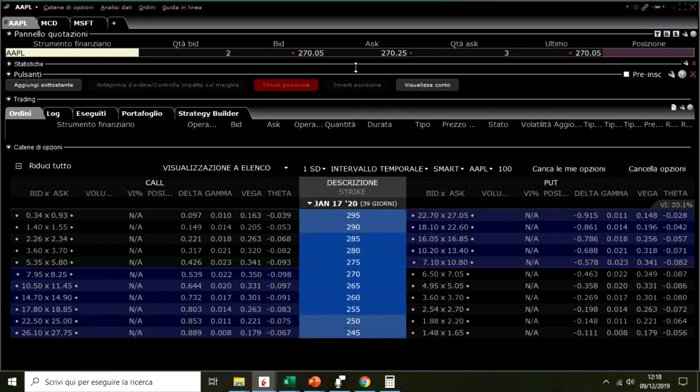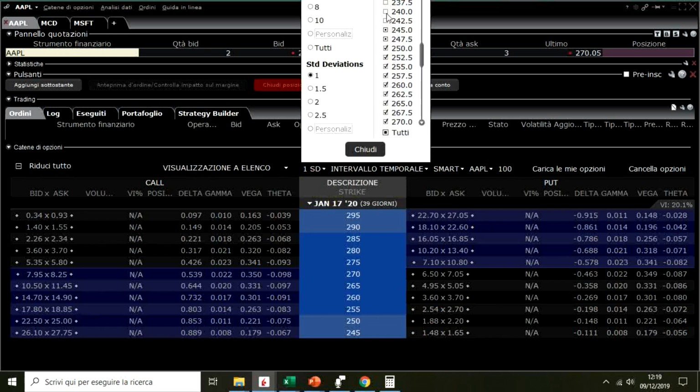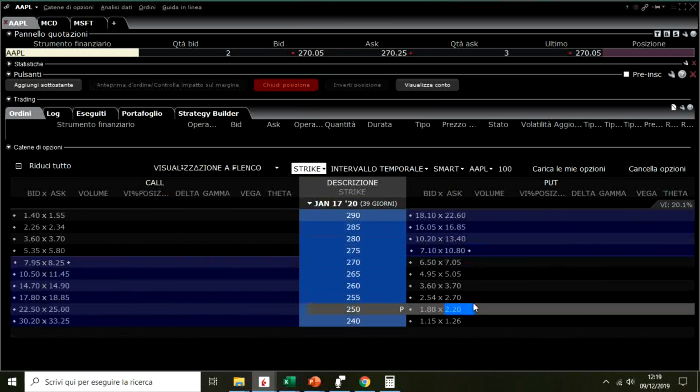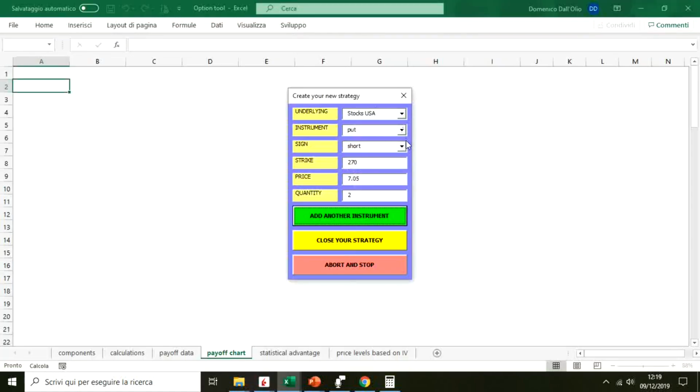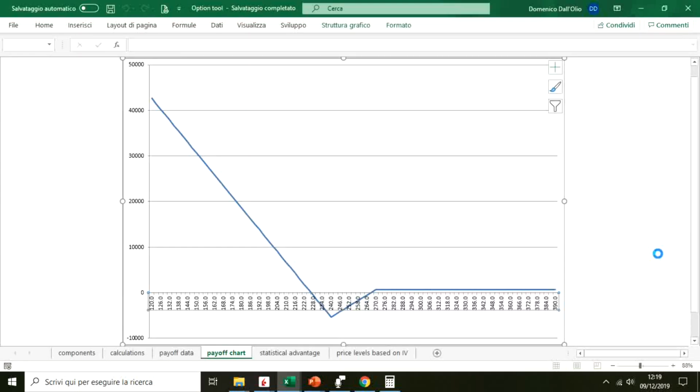The put 240, more or less, okay? We purchase, yes, because we are purchasing 6. So 6 times 126 is 740, 750, more or less, okay? Let's purchase 6 puts 240. Put long 240 for 126 each, 6. Close the strategy. Here we go. This is a put ratio backspread. We short sell 2 puts and we hedge these 2 puts, purchasing 6 puts with a lower strike price.